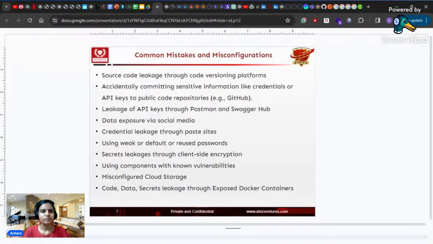On social platforms, some people, maybe because they are overexcited, end up exposing information that an attacker might use as one of the entry points to understand one area properly, and then perform targeted attacks, right? And then there is credential leakage through paste sites.